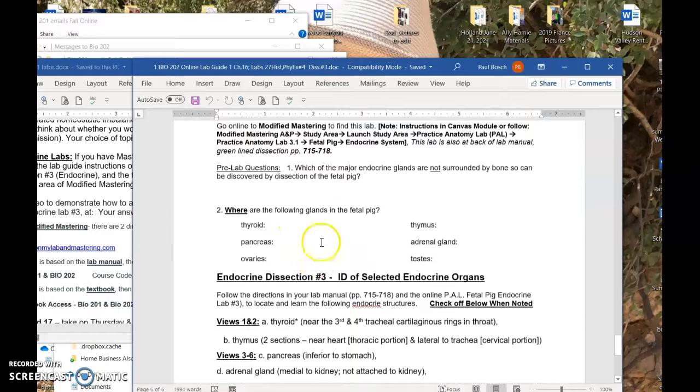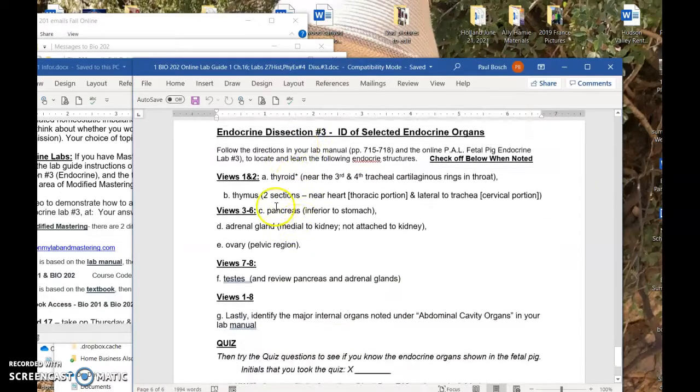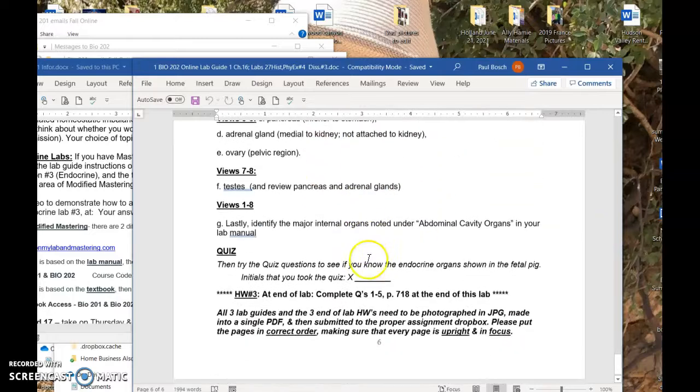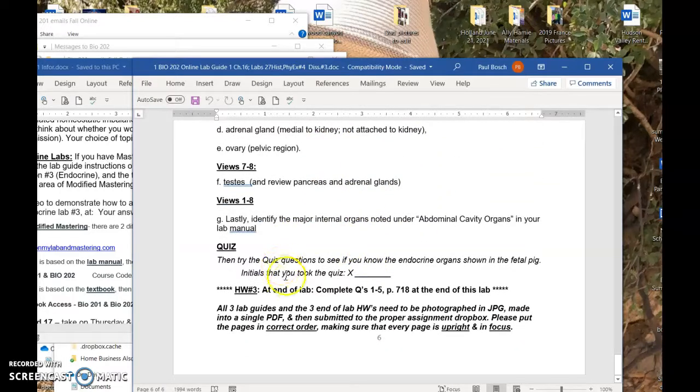Then here's the fetal pig lab. And again, there's always pre-lab questions and then the lab itself. It says check off below when you noted it. So when you found the thyroid, put a little check mark there. Don't leave these blank. Sometimes people just ignore those, but then you lose points. So I wanted to know that you actually found the adrenal gland, check it or put your initials there, and then you take the quiz. And at the end of this, there's also some lab questions to do. So there are only 5 for the fetal pig lab.